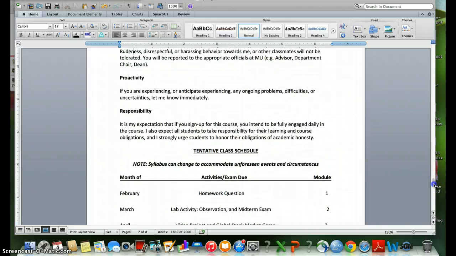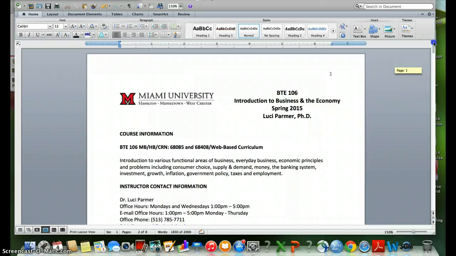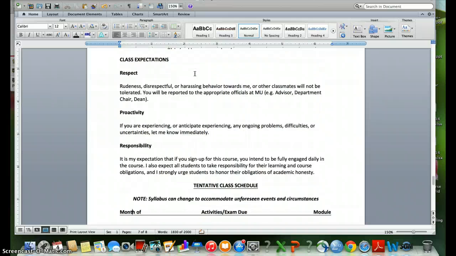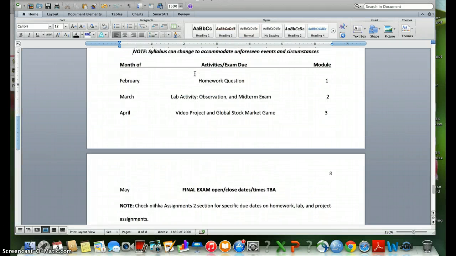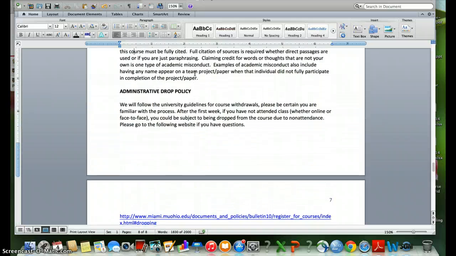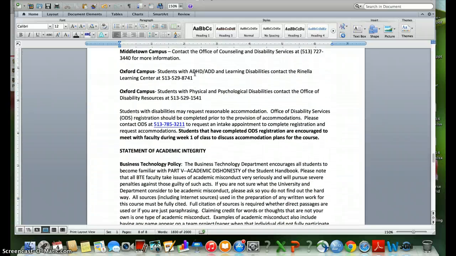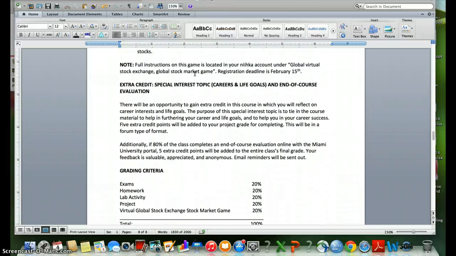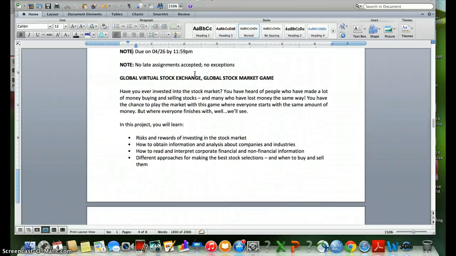I have updated the syllabus, and so you're no longer playing that Marketplace Live game for $40 per student, but you will be participating in another virtual global stock market activity. And let me just find this in your syllabus. But all the information is right here.